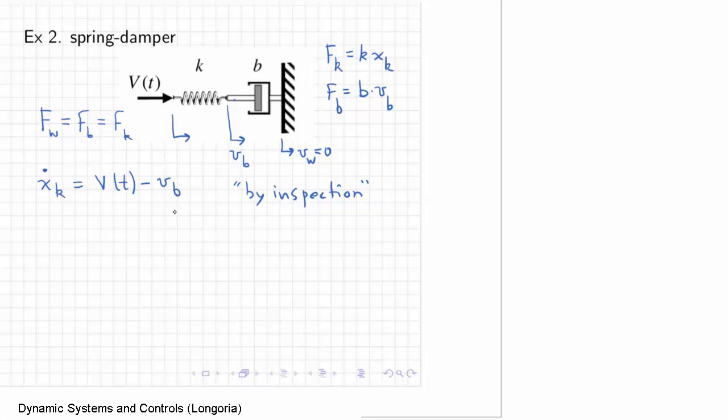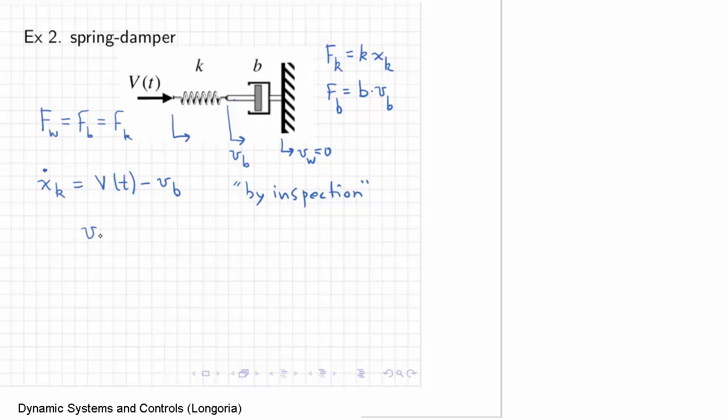So the state equation, as we've started writing here, is x dot k, which is the difference between these two velocities. Now remember, a state equation on the right hand side can only be a function of inputs, in this case the velocity, and states, but v sub b is not yet written in terms of state.